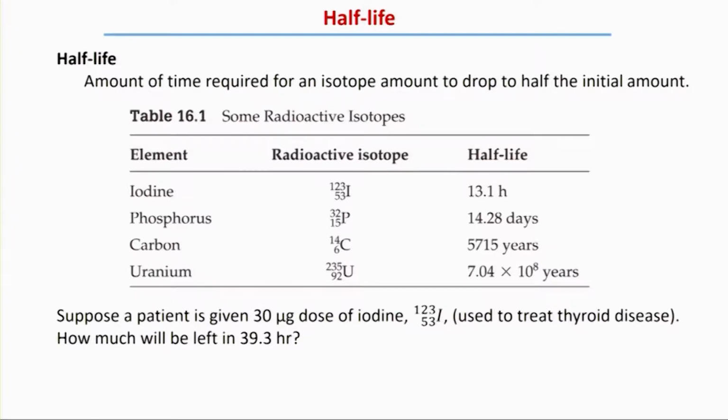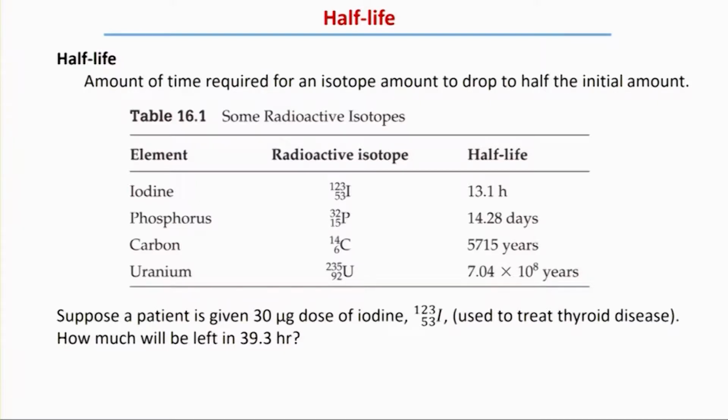Different elements or different radioactive isotopes will have different half-lives, and you can see they vary here from very short, iodine-123 has a half-life of 13.1 hours, to extremely long. Uranium-235 has a half-life of 7.04 times 10 to the 8 years. So very short to long amounts of time for these to divide by half. And we can make use of that, using different ones, to do different types of treatments or to age things.